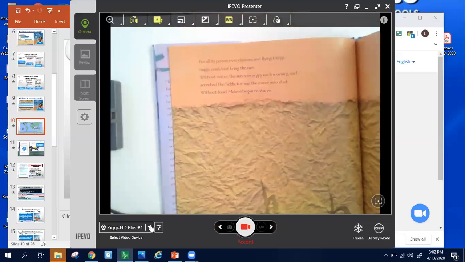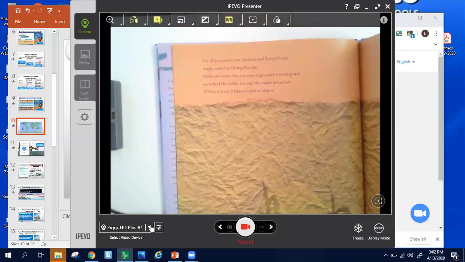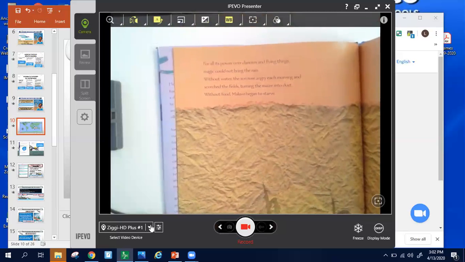For all of its power over dancers and flying things, magic could not bring the rain. Without water, the sun rose angry each morning and scorched the fields, turning the maize into dust. Without food, Malawi began to starve.